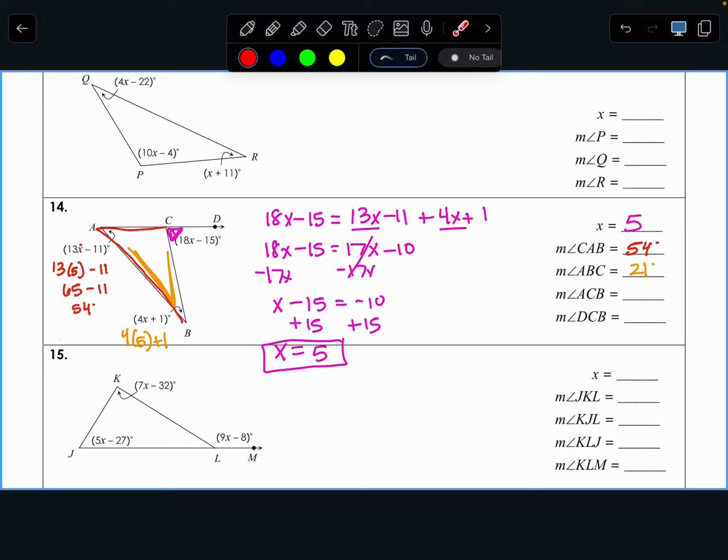But then it asked me to find ACB. I don't have anything here. How can I find this angle? Well, I just found the other two, right? So for this one, this is 180 minus 54 minus 21, which is 105.